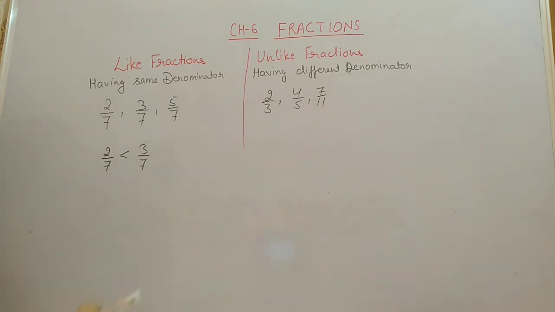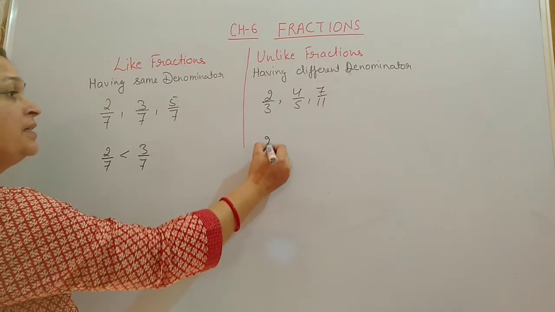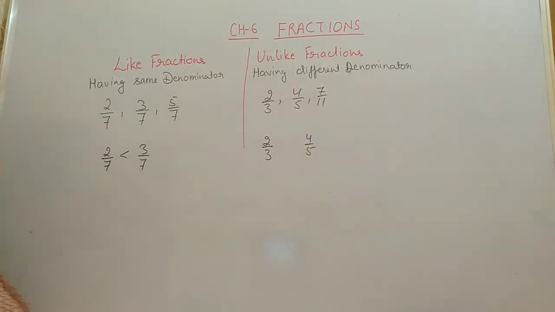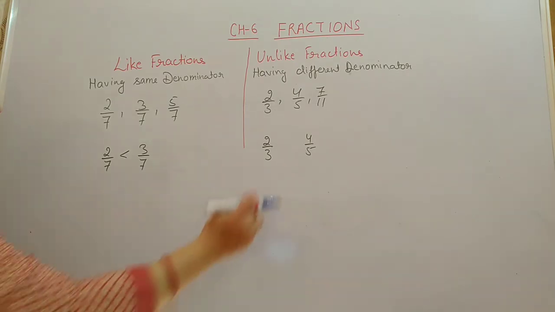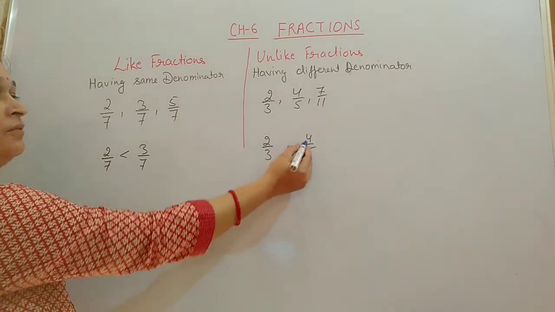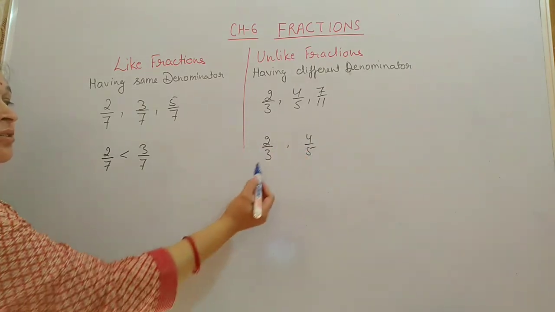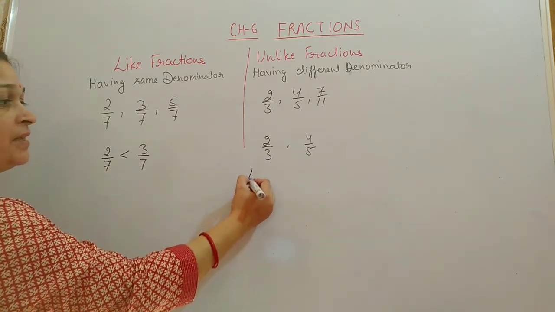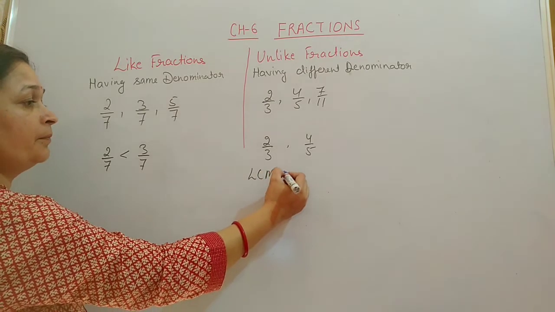When fractions are unlike, the denominator is different, in that case we have to make the denominator the same and then only we can do the comparison. So in this case 2 by 3, 4 by 5. So first we need to make this denominator the same. We have to take the LCM. LCM of 3 and 5 is here.